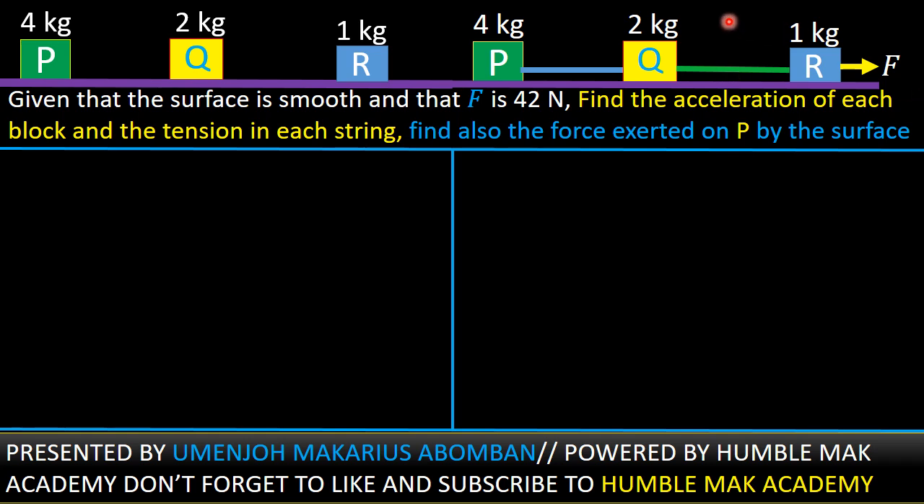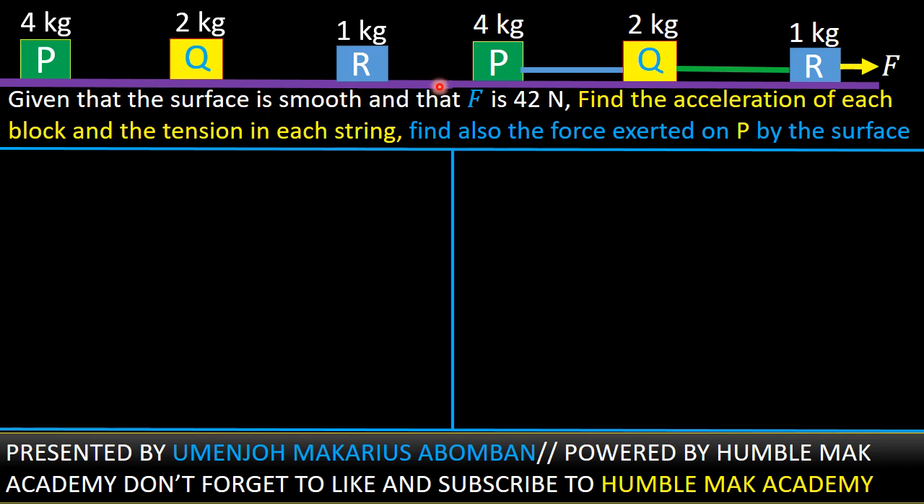Now, since the entire system is being pulled towards the right, it means that there is some force acting on block P towards the right. And since the question states that the surface is smooth, that implies the surface offers no friction force to the motion of the system. Let's keep in mind that in such a case, the coefficient of friction is 0. So the coefficient of friction of the surface is simply 0.